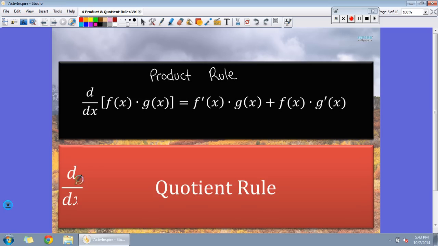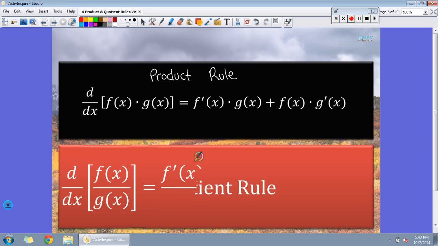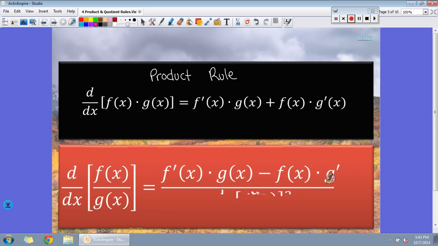Now we're going to look at the quotient rule. The quotient rule says that if you are taking the derivative of f of x divided by g of x, we take the derivative of f times g minus f of x times g prime of x, all over g of x squared. So the order in the numerator is the same as the product rule, but now we have a minus in the middle of the two terms, and then obviously now we have a denominator.